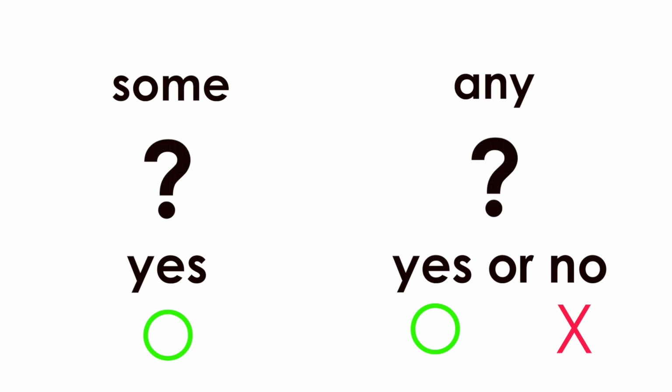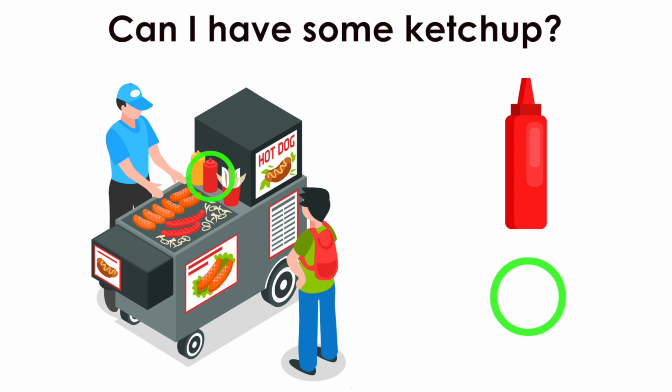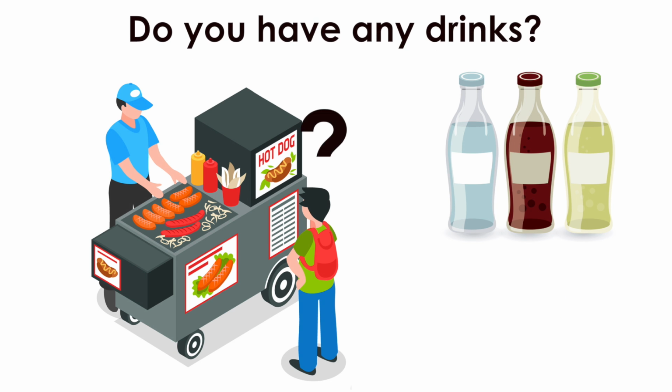We use some in a question when we know or we think the answer is yes. Any is used when the answer might be yes or no. For example, can I have some ketchup? Do you have any drinks?